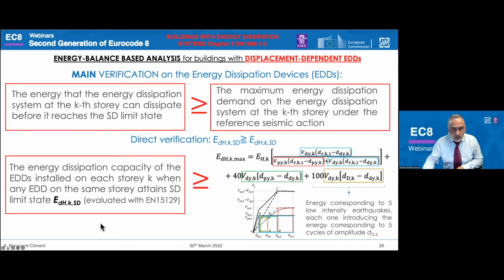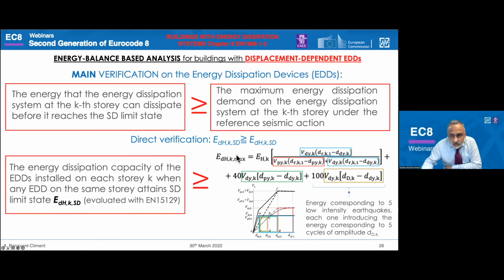Okay, next we have to verify the second main verification, which affects the energy dissipation devices. In this case, the estimation of the energy dissipation demand of the dampers installed in each story is straightforward, since the energy balance approach provides this information directly. And this demand is the energy dissipation demand on the dampers of the K story.